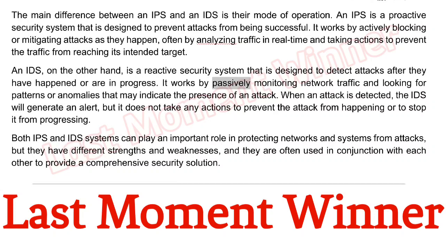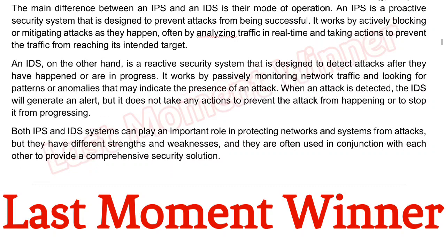It works by passively monitoring network traffic and looking for patterns or anomalies that may indicate the presence of an attack. When an attack is detected, the IDS will generate an alert, but it does not take any actions to prevent the attack from happening or to stop it from progressing. Both IPS and IDS systems can play an important role in protecting networks and systems from attacks, but they have different strengths and weaknesses, and they are often used in conjunction with each other to provide a comprehensive security solution.